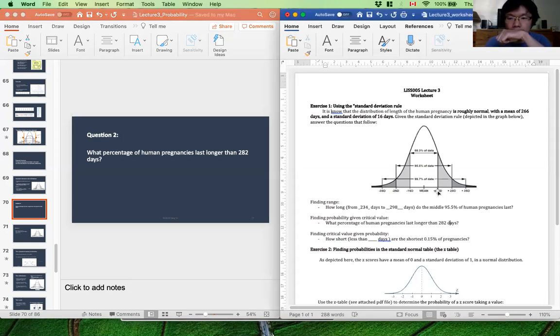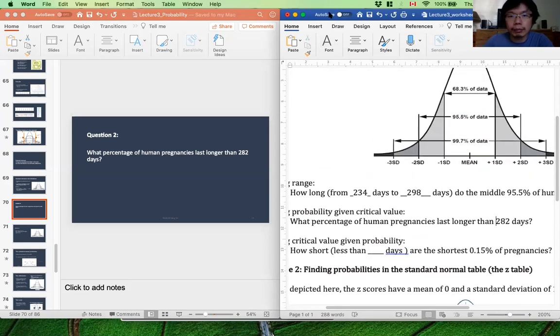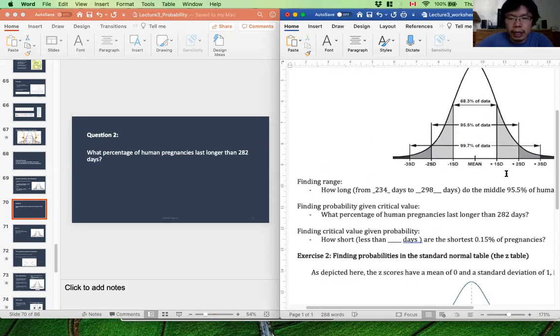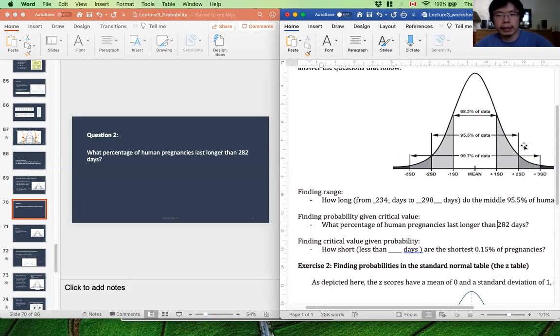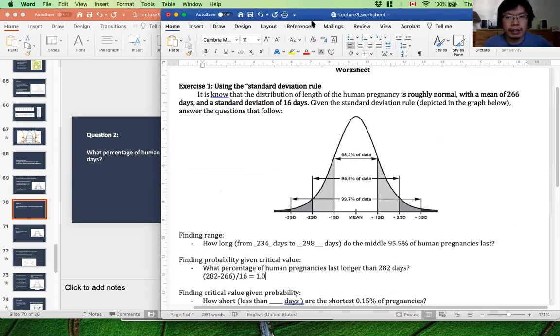So in this case, the critical value is 282. Given a critical value and a distribution, we want to determine the probability of any pregnancy going longer than that. We use this critical value and calculate how far away from the mean it is. We subtract the mean from the value and divide by the standard deviation of 16, which equals 1.0. If you look at the standard deviation rule, we know that this critical value is located at one standard deviation above the mean.